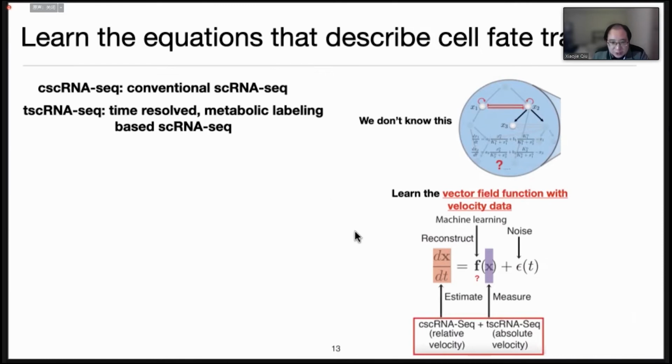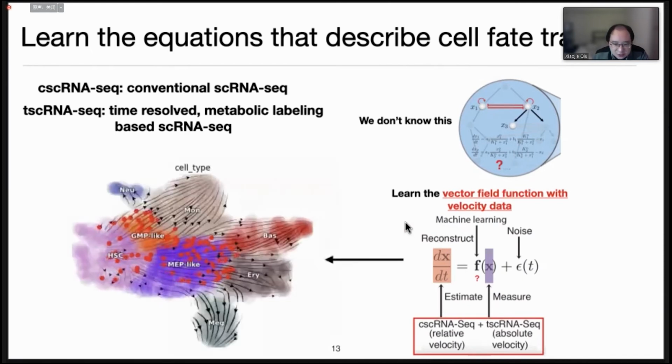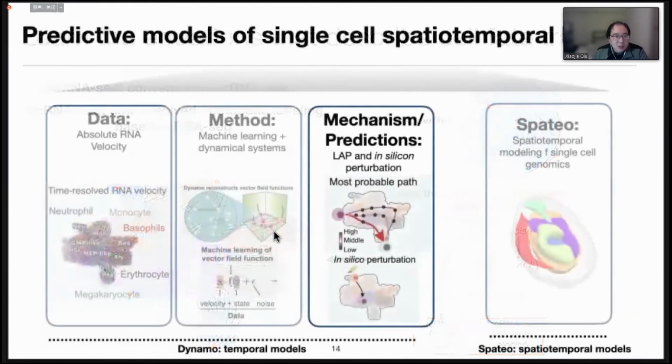With this X and the dx over dt, we can then learn a continuous function. Once we learn the function, we can use it to predict the trajectory of each individual cell, and then use this function to perform novel analysis that other tools, including velocyto or scVelo, cannot perform. In the following, I'm going to highlight a few non-trivial predictions that, as I mentioned, other methods cannot achieve.